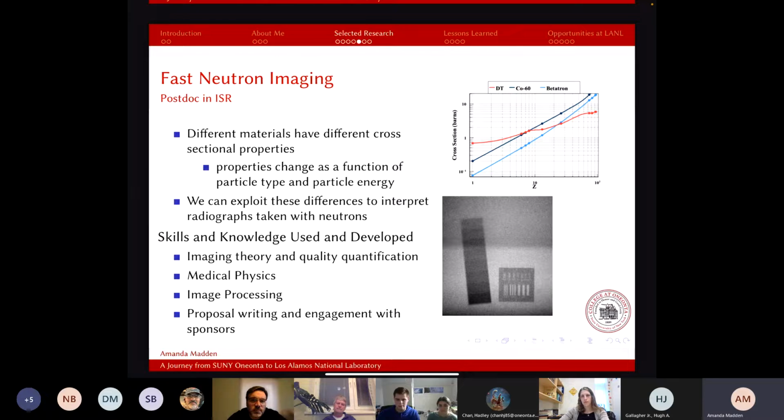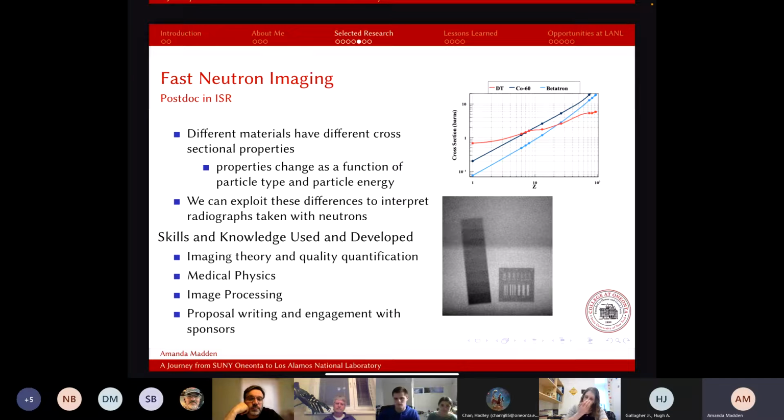So we did a lot of detector characterization, measurements of objects that we cared about, and the skills and knowledge that I had to use for this project, something completely new to me was imaging theory and how to quantify how good your image quality is. That was a really interesting thing to work on. And it turns out we're really benefiting from a lot of advancements that have happened in medical physics because there's a lot of money to drive advancements there. So I got to learn a little bit about medical physics and medical imaging there.